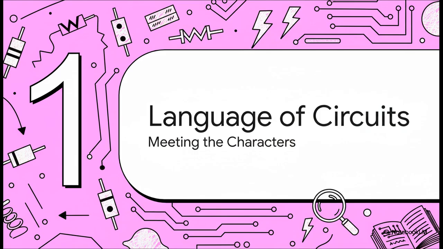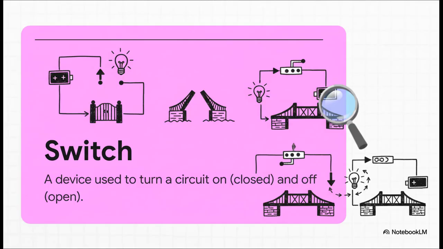If you want to understand any story, you've got to know the alphabet first. And in electronics, that alphabet is made up of symbols, and each one represents a key character in our little drama. Let's kick things off with a switch. Think of it like a gatekeeper. When that switch is closed, the bridge is down, and our electrons have a clear path to run along. But when it's open, the bridge is up, and everything grinds to a halt. It's a simple idea, but it's absolutely fundamental.